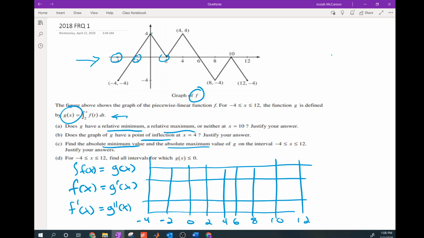Alright, so let's start off with f prime. I think that's the easiest because f prime is positive when the graph looks like this, and it's negative when the graph goes down like that. So we can see from -4 to -2, then -2 to 0 is positive. Then we drop down, so it's negative. Then we go up, so it's positive. Then we drop down, so it's negative. And then up again, positive. And then down again, negative.